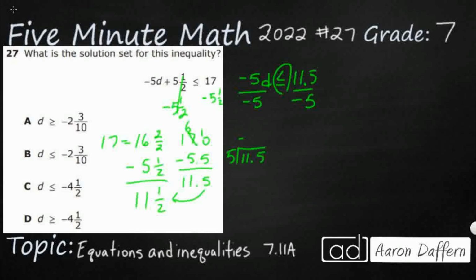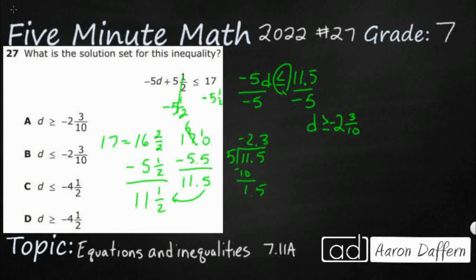So 5 goes into 11 twice. That's 10. All right, so 5 goes into 15 3 times. All right, so 2.3, but I say it's going to be d. Now I'm going to have to flip this because I divided by a negative, so it's greater than or equal to. Then I've got a 2.3. It looks like everything here is fractions, so 2 and 3/10, and then let's put the negative there. All right, so I'm thinking it's A.